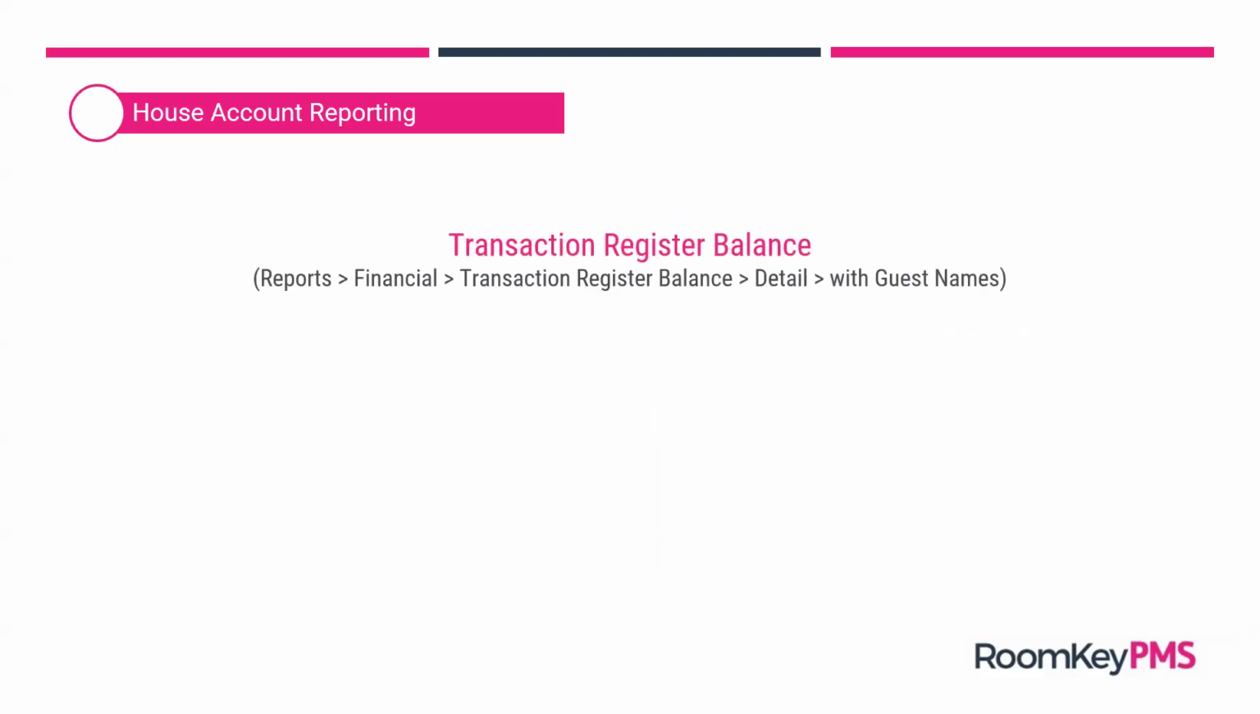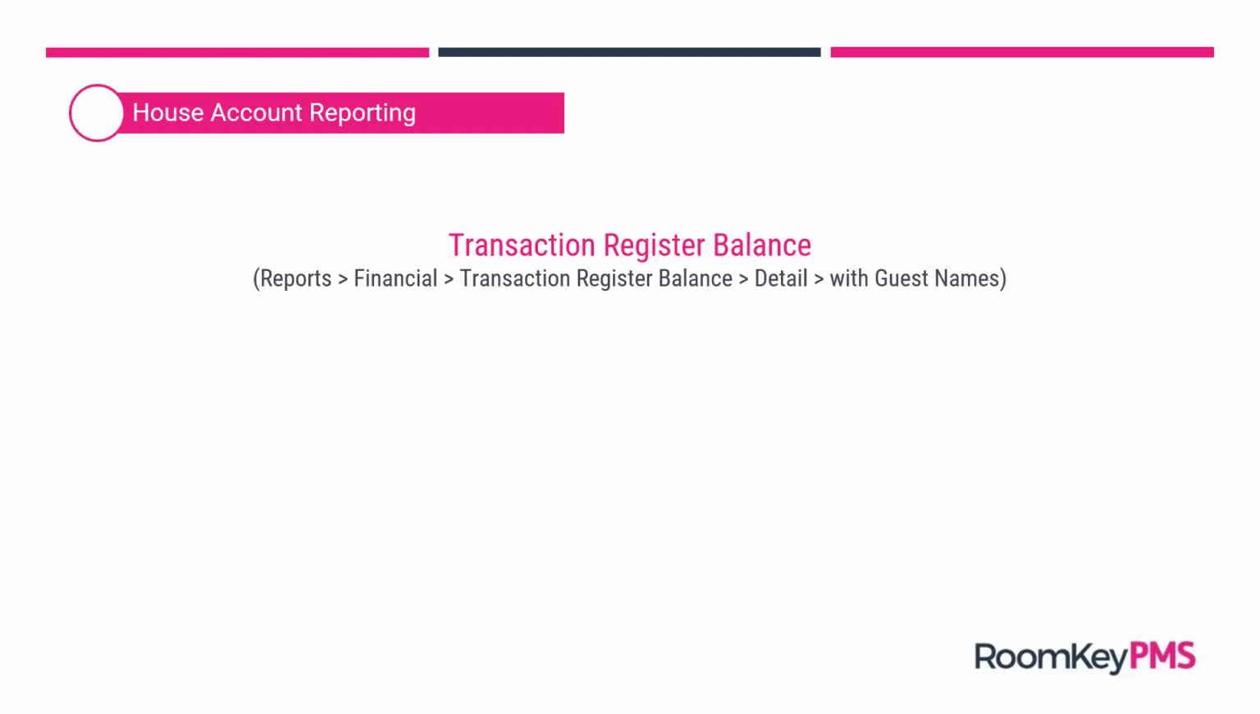Now, on the transaction register balance report, or sometimes called the TRB report, this report shows a record of all transactions recorded in the database for a specific date or date range. So any transactions that you record inside a house account, whether that be charges, reversals, payments, all of that will appear on this transaction register balance report.